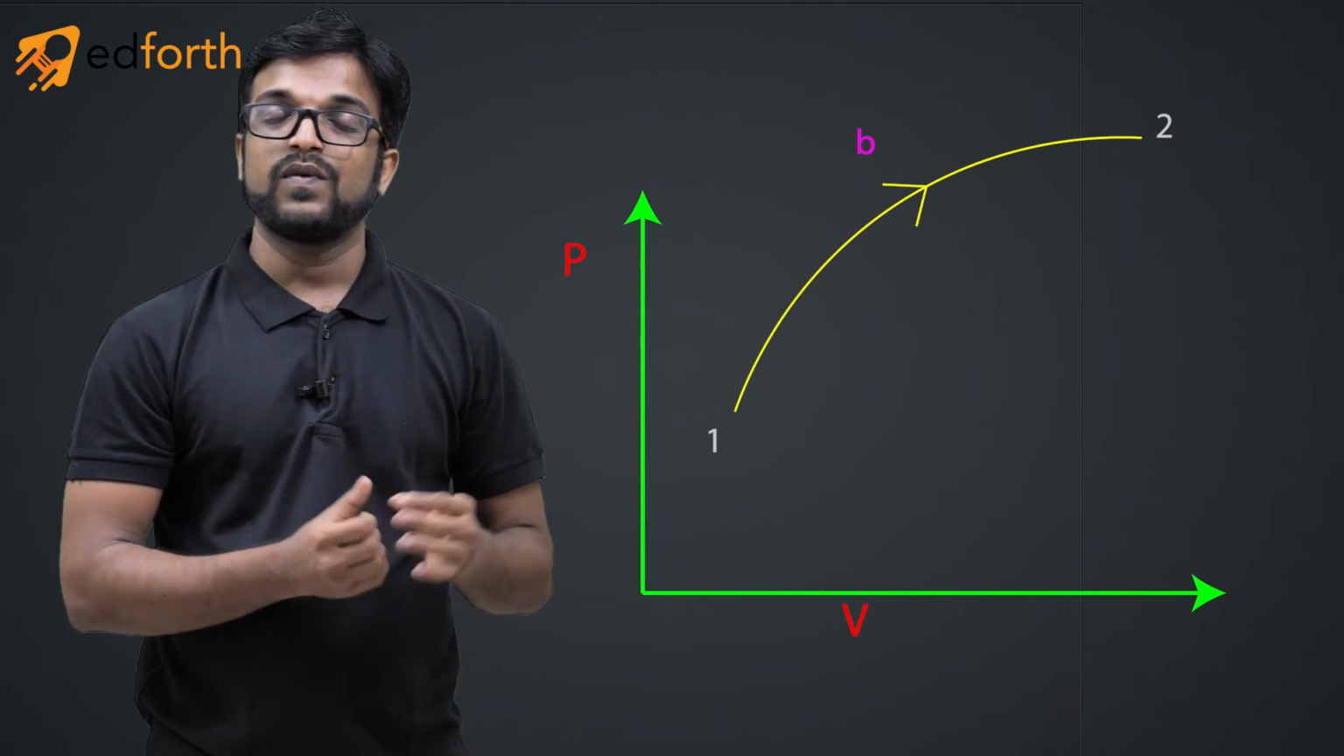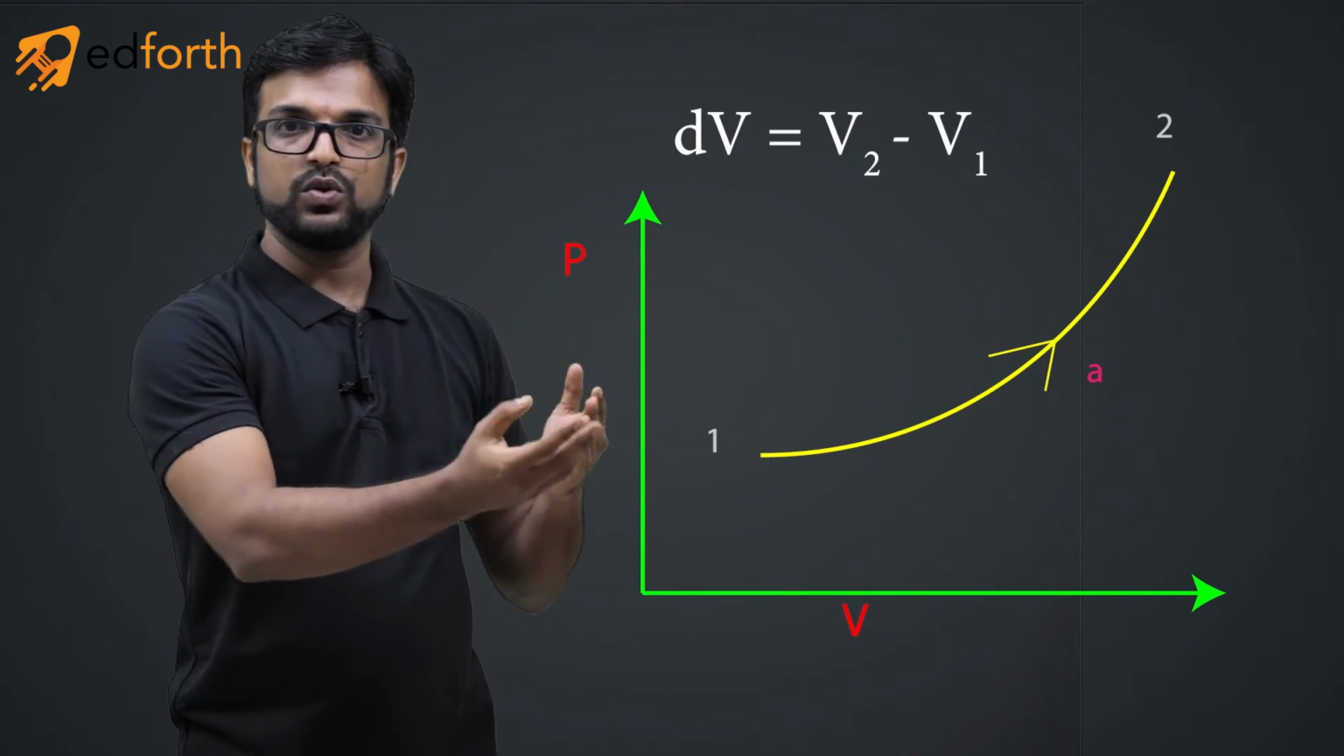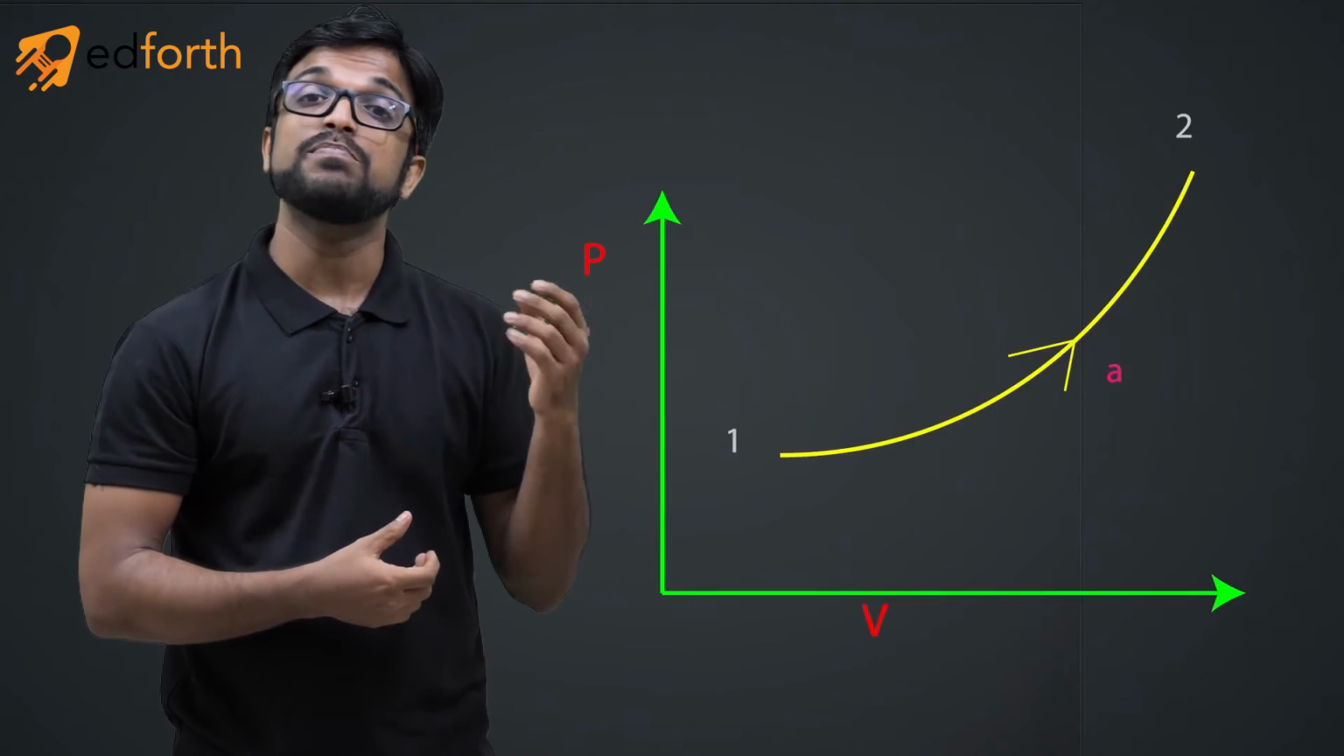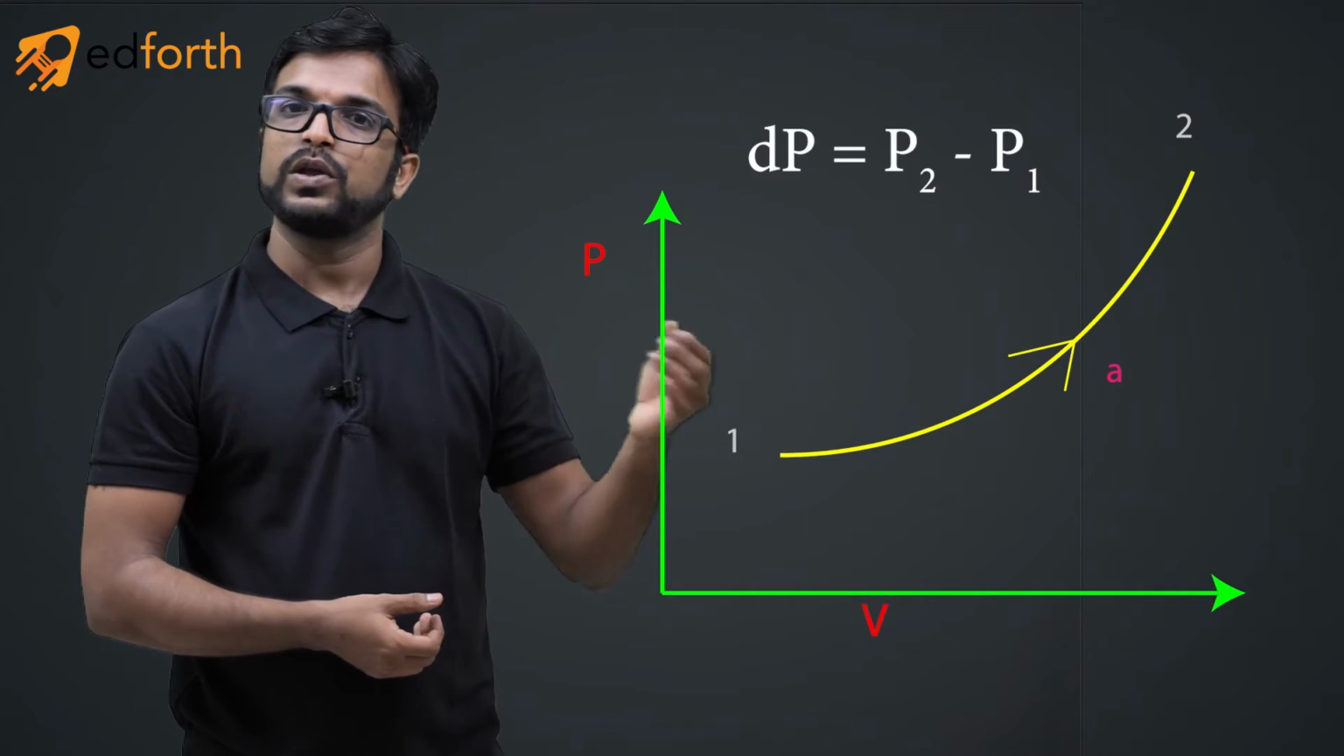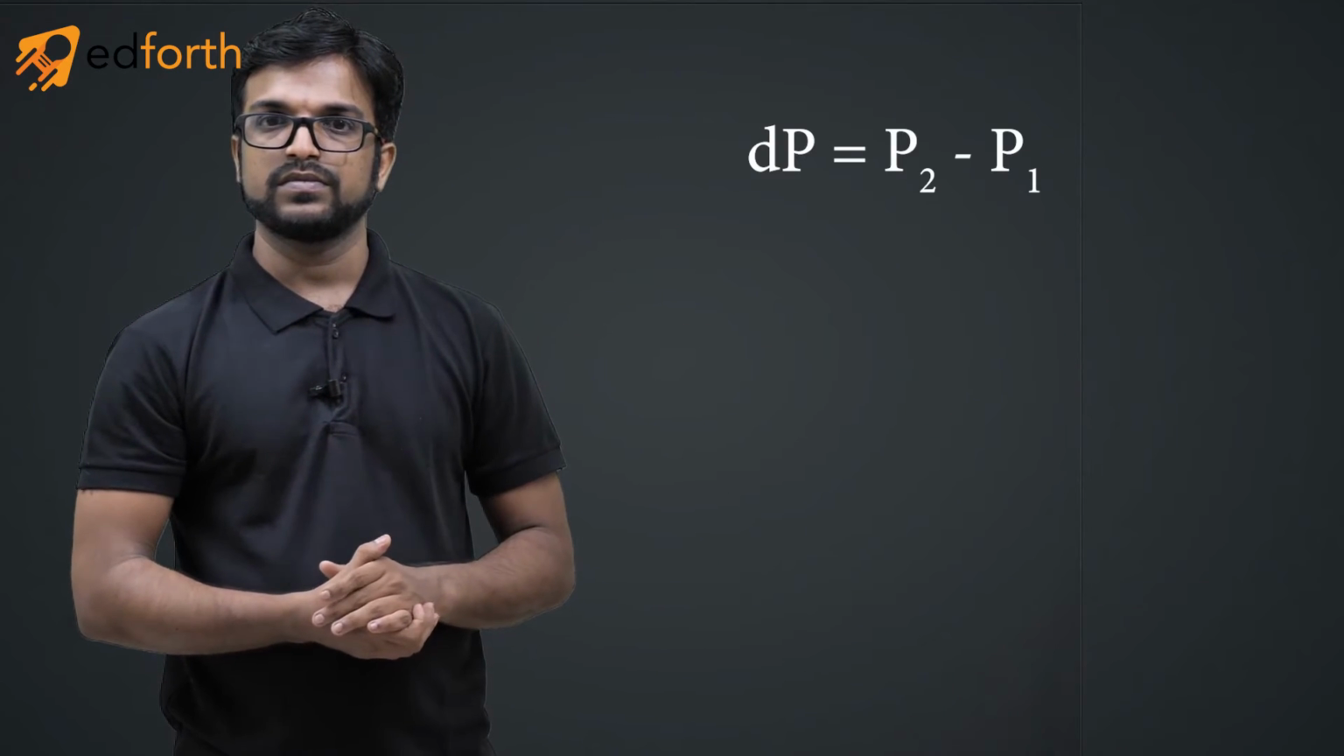Let me ask you a question. What is a change in volume for 1A2? Nothing but V2 minus V1, right? What is a change in pressure for 1A2? P2 minus P1. If I ask for the temperature, it's the same. Change in temperature is nothing but T2 minus T1.